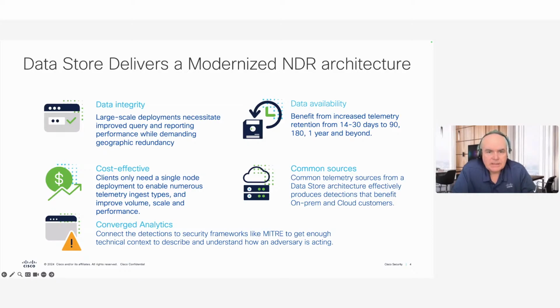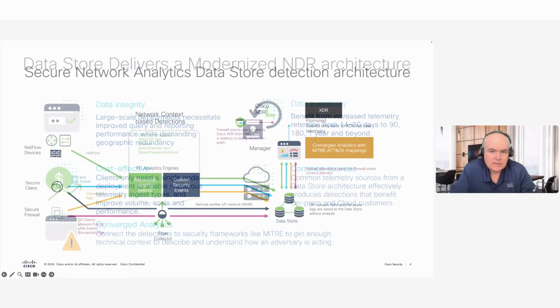Also, with the data store design, we mentioned the converged analytics or central analytics. That's an additional detection engine that we can run on the manager that will interrogate that data store. And it gives us about 48 additional network alerts. And what I like about those alerts, 96%, or I think it's 97% of them now, are mapped to the MITRE framework. So we get more detail than we're traditionally used to with just a traditional SNA deployment. So there's a lot of advantages of modernizing that architecture, adding that data store, and going forward with that kind of design. This is what it looks like.